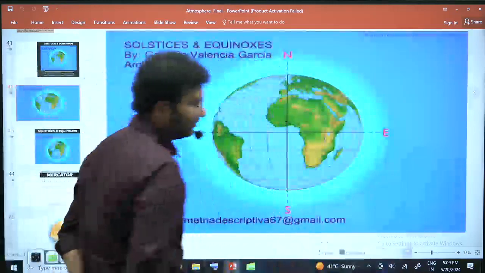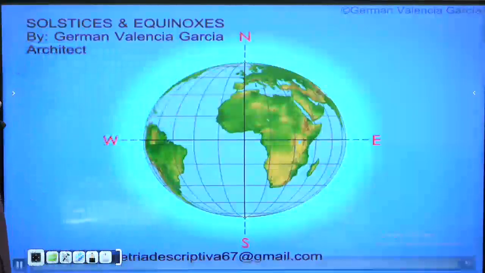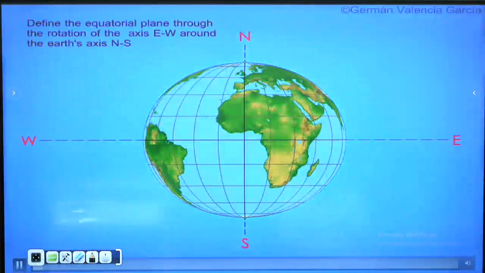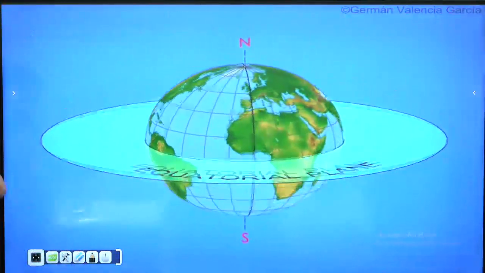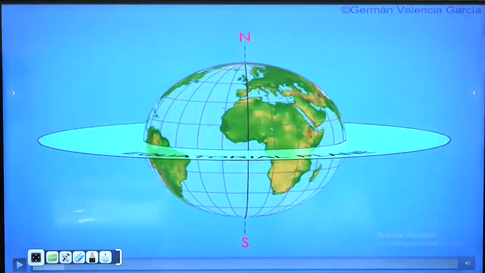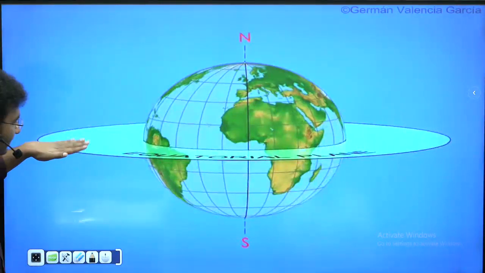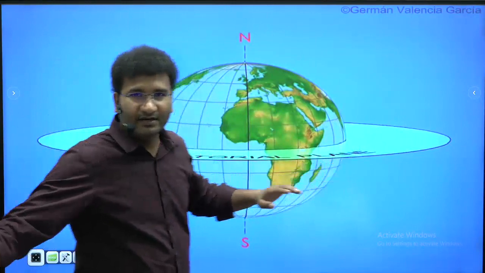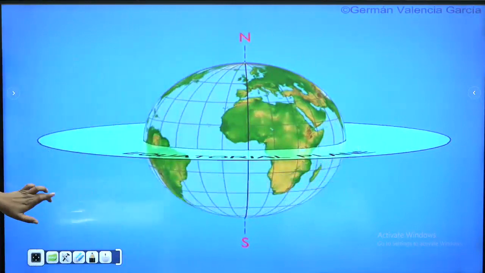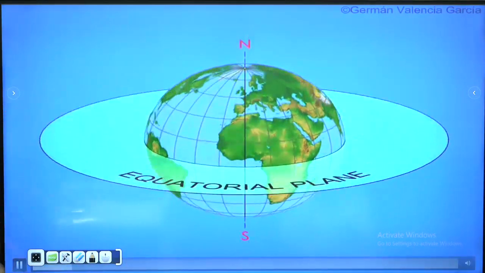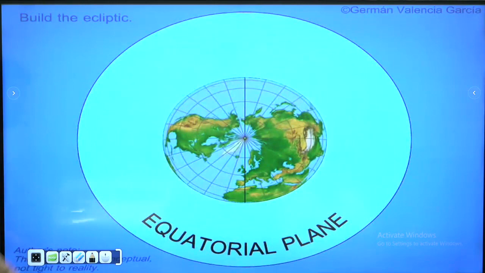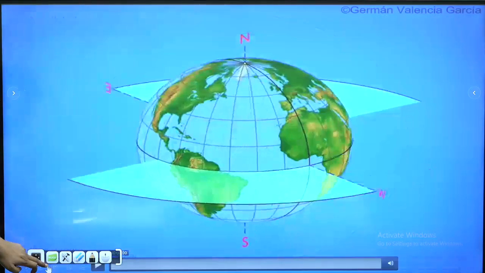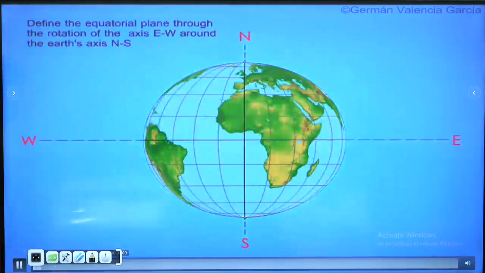Look here. What do you mean by orbital plane? Let's see. Look at this video. Imagine if suppose there is a plane. The plane is nothing but, can you see this circle? Now this is called an equatorial plane. Okay? This is the equator. When you draw a plane on the equator, that is called as equatorial plane.